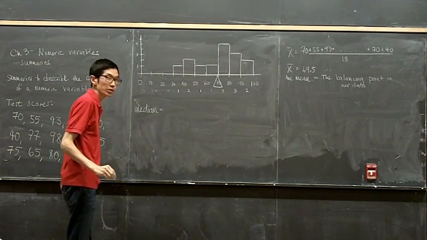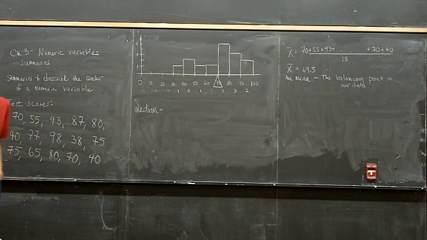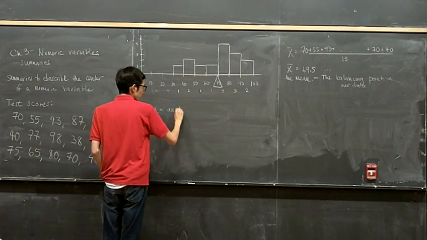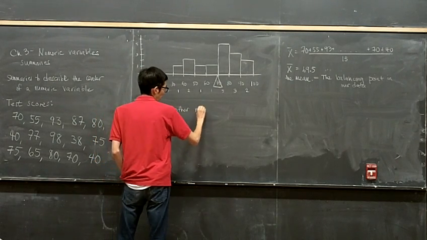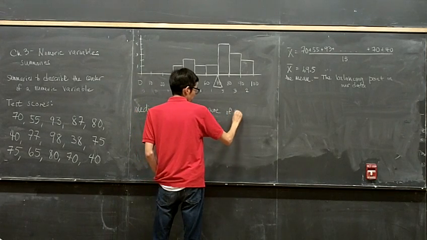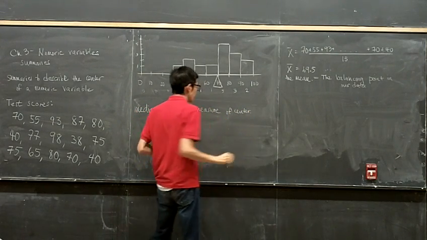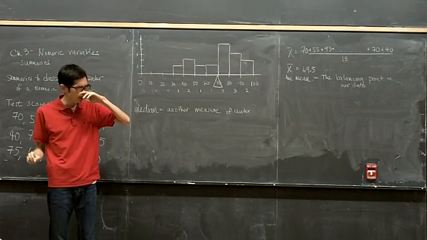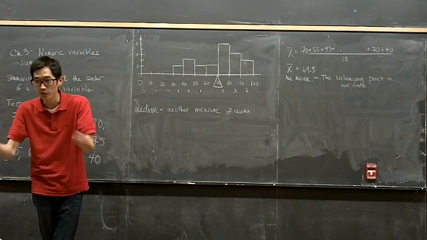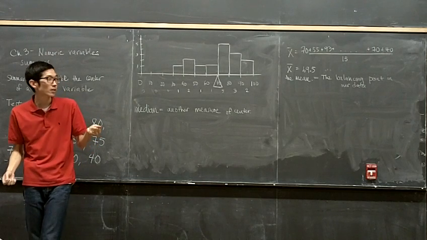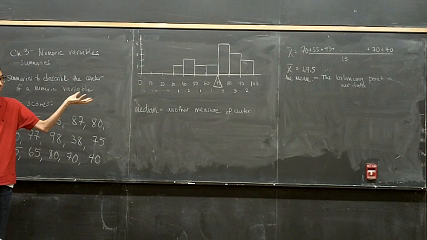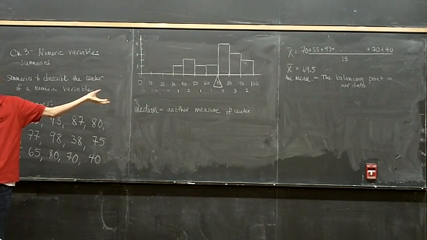So the median is also another idea for the center. This is another measure of center. Don't worry about this word measure. It's not that you're taking things and measuring things. It's just an indicator of where the center might be.